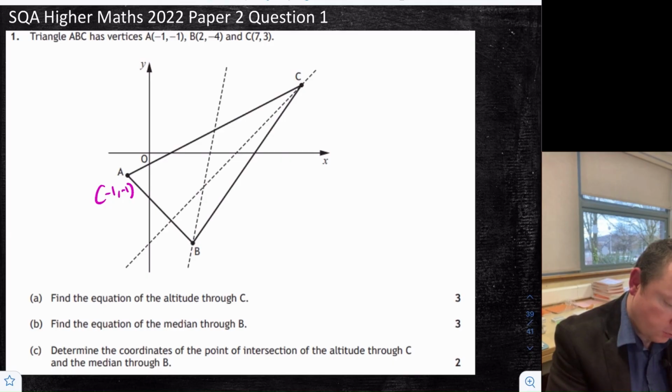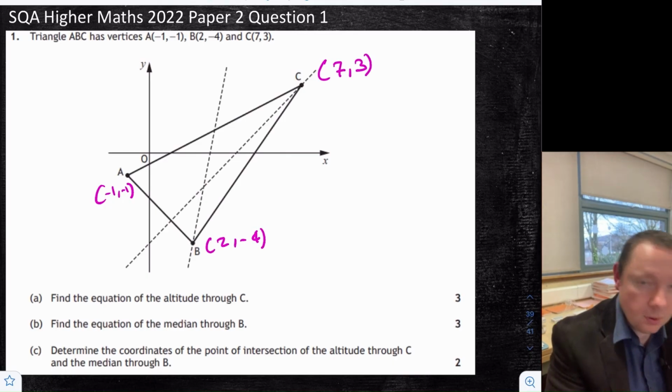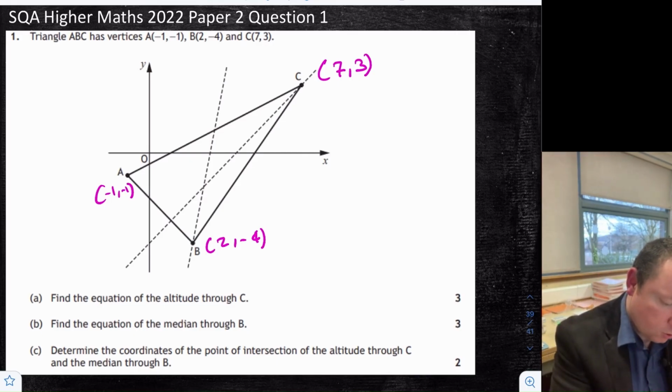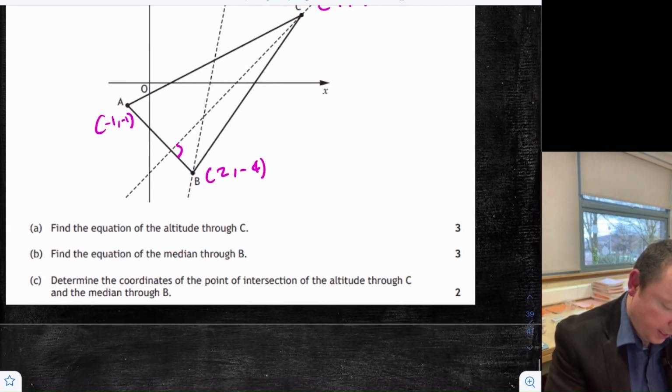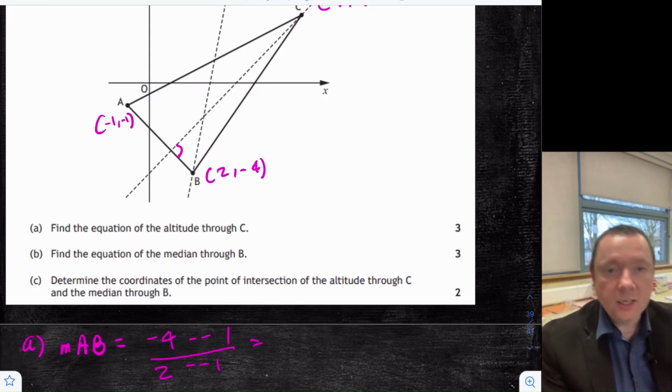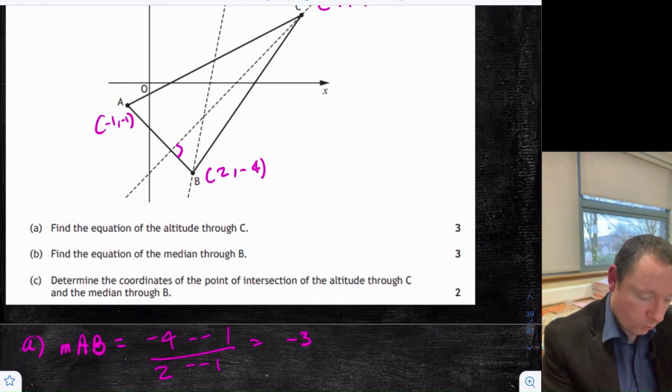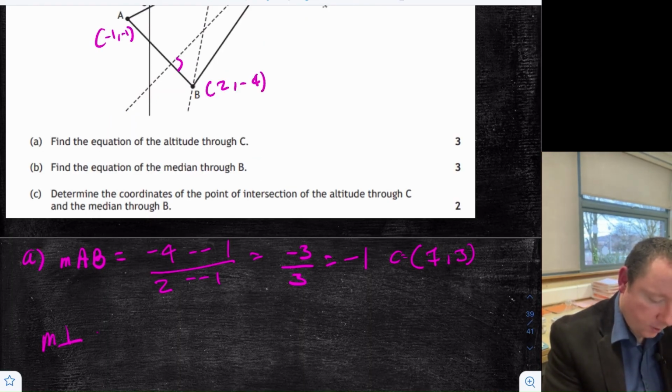We've got (2, -4) and we've got (7, 3). Okay, so first of all, altitude through C. Starting at C, cutting this one at right angles, we need the gradient of A to B. So that's -4 minus -1 over 2 minus -1. -4 add 1 is -3 over 3, which is -1. So the gradient of our perpendicular is equal to 1 because m1 times m2 equals -1.